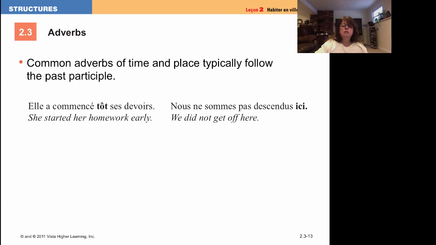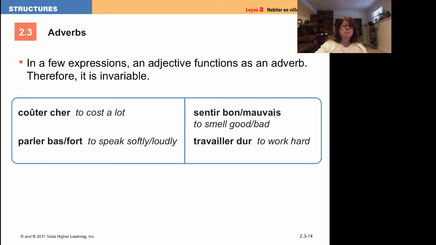Elle a commencé tôt ses devoirs. She started her homework early. Nous ne sommes pas descendus ici. We didn't get off here. And so they go at the end after the participle.